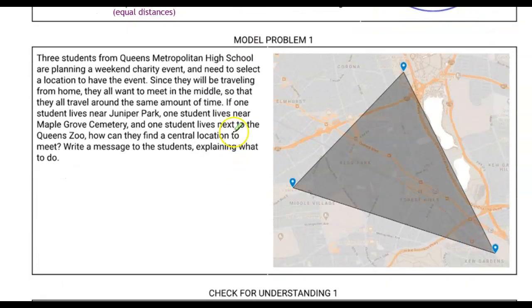How is that useful? Well, let's take a look at model problem number 1. In the real world, 3 students from Queens Metropolitan High School are planning a weekend charity event, and they need to select a location of the event.